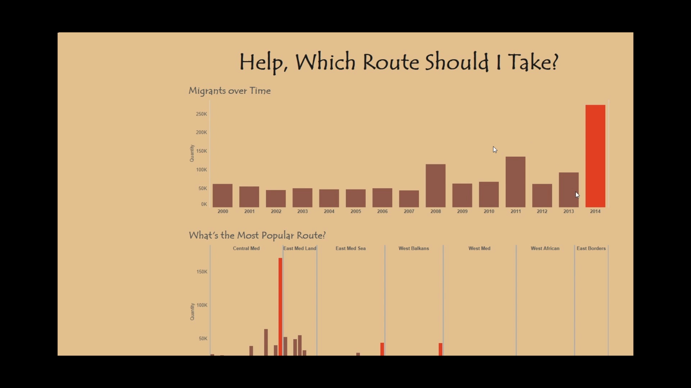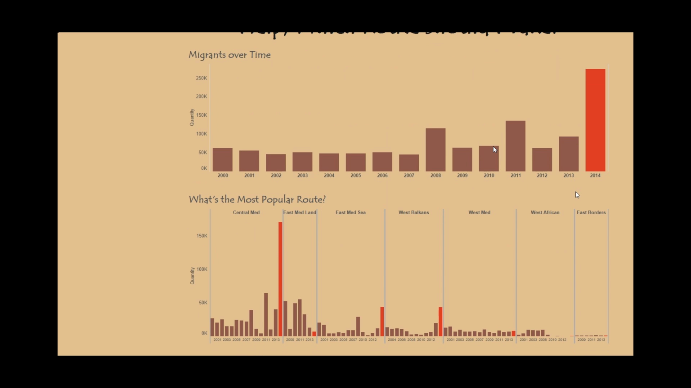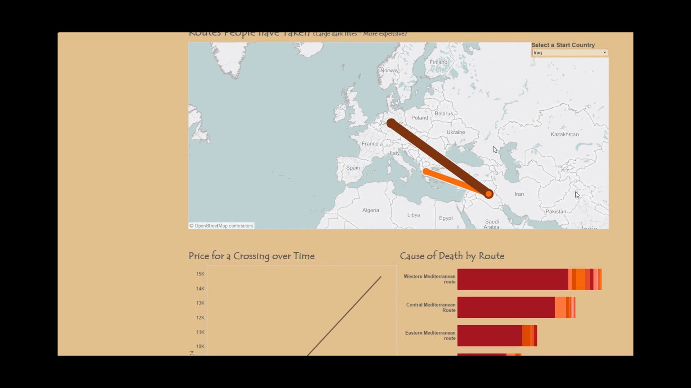The only thing I would say is when you scroll down, the cause of death. I just wonder if, for example, the Western Mediterranean route maybe has more drowning deaths just because it happens to be the more popular route that people take. So I wonder if it would be better to use a weighted average. That way you can understand whether it's just because of the magnitude of it or whether it's actually something else. That's a really good point.